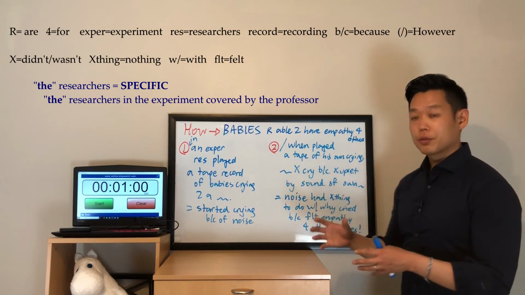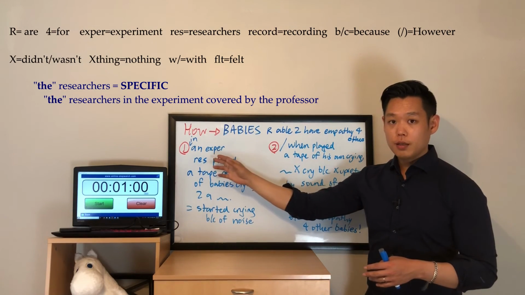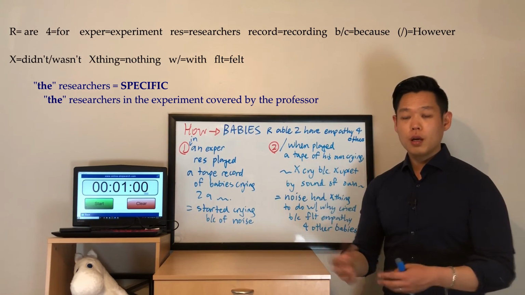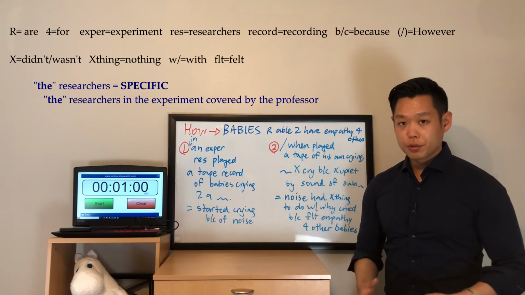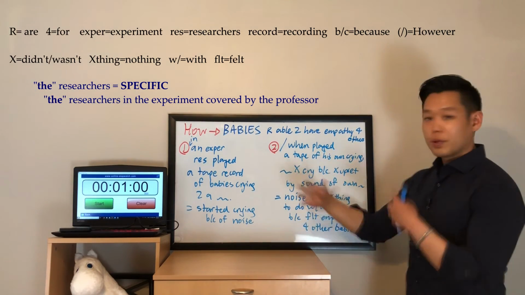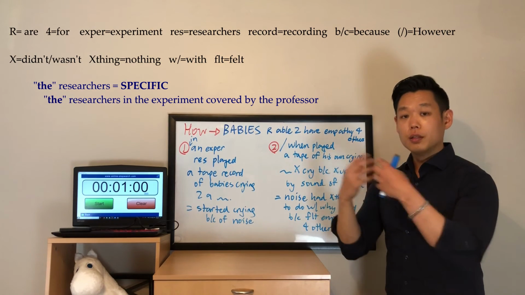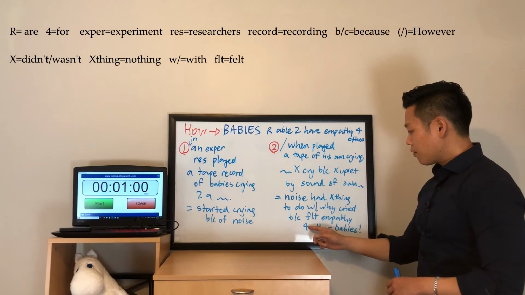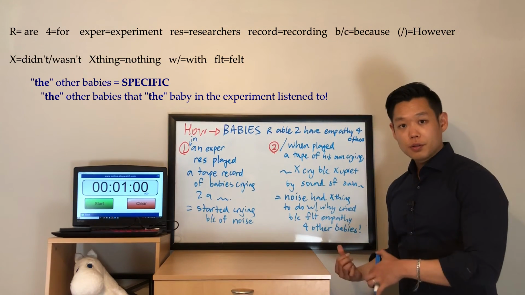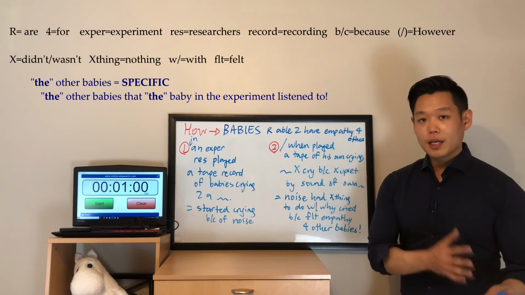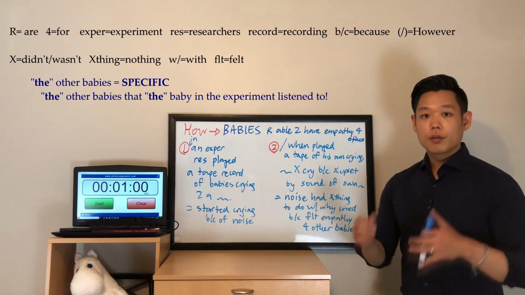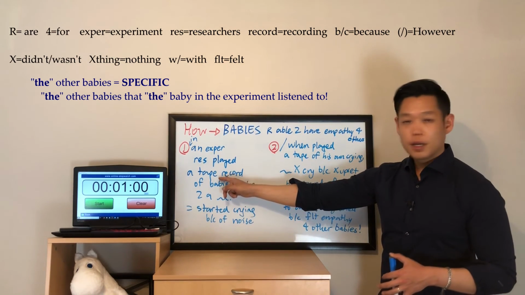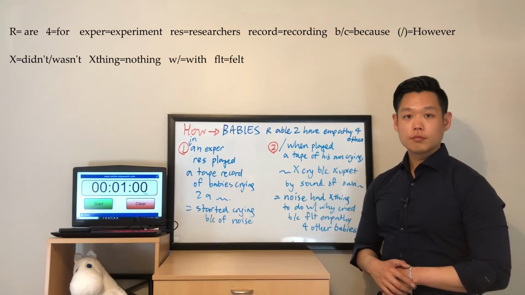Now, over here, first, we're gonna say "the researchers" because we're talking specifically about the researchers that were in this experiment, okay? So even though it's in the plural form, you're gonna have to say "the researchers" because they're specific. They're the researchers that I and the listener, or you guys, know of, okay? Now, over here, we're gonna say "for the other babies," because in this situation, we're implying that they're the babies from the tape recording in the first step, okay?